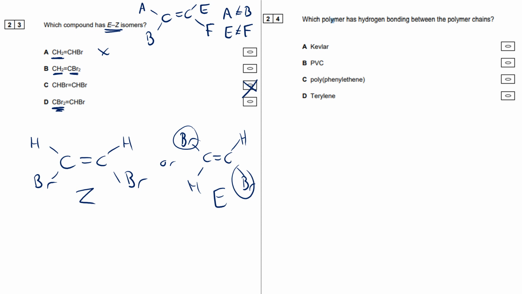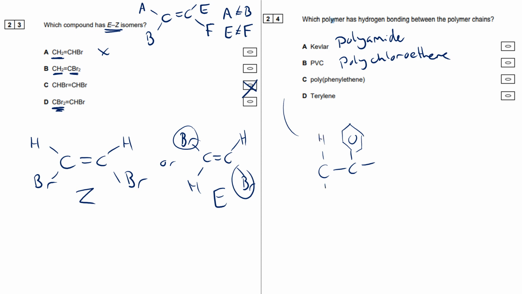Question 24. Which polymer has hydrogen bonding between the polymer chains? So we have Kevlar, which is a polyamide. There's one on the specification you need to be aware of. PVC, that's polyvinyl chloride or polychloroethene. Polyphenylethene. So phenylethene would have the repeat unit of a benzene ring on one of the carbons and then hydrogens on the other carbons. So polyphenylethene would look like that. And terylene is a polyester. Again, that's on the specification.